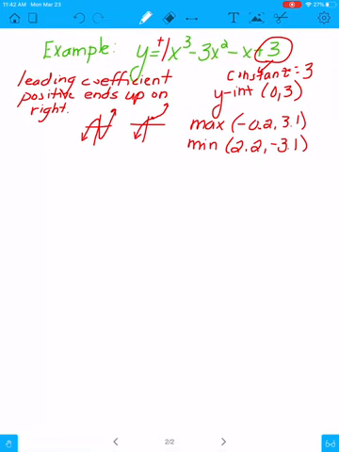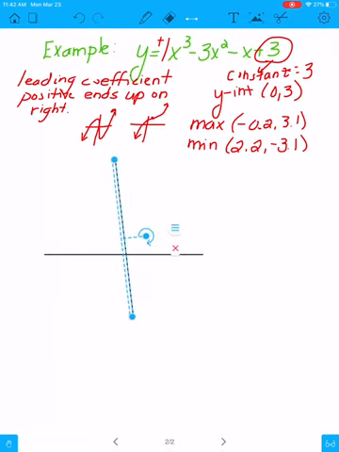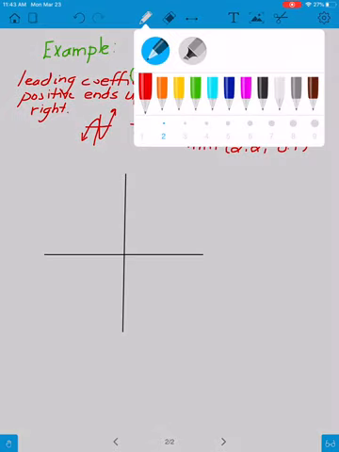Normally I would show it on my calculator on the smartboard, but I'm not at school, so I can't do that. Okay, sketch the graph. Sketching a graph here.